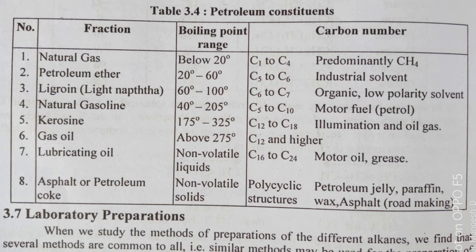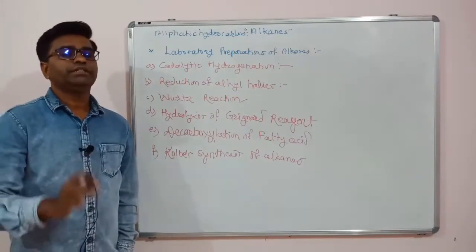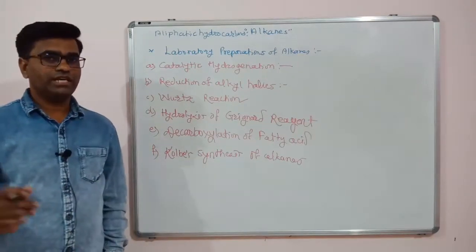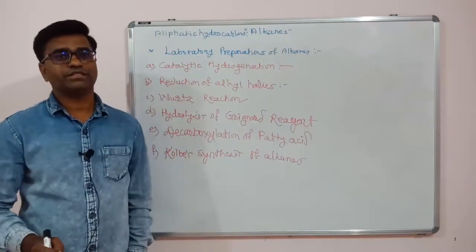So all these compounds like natural gases, petroleum ether, ligroin, natural gasolines, kerosene, gas oils, lubricating oils, petroleum solids, you can obtain from fractional distillation. That depends upon the boiling point range. So it has various uses in day-to-day life as well as industry. Friends, apart from industrial sources, alkanes can be synthesized in the laboratory by various chemical reactions.